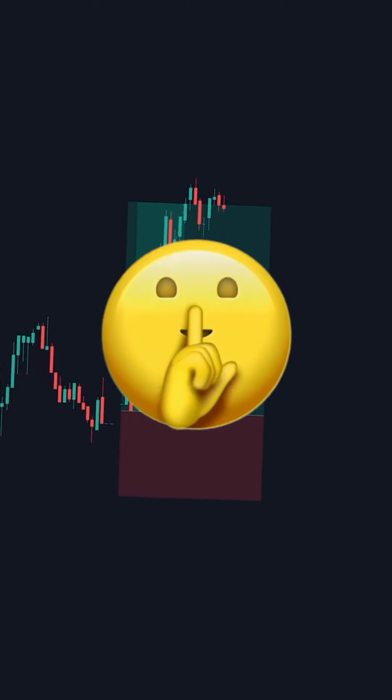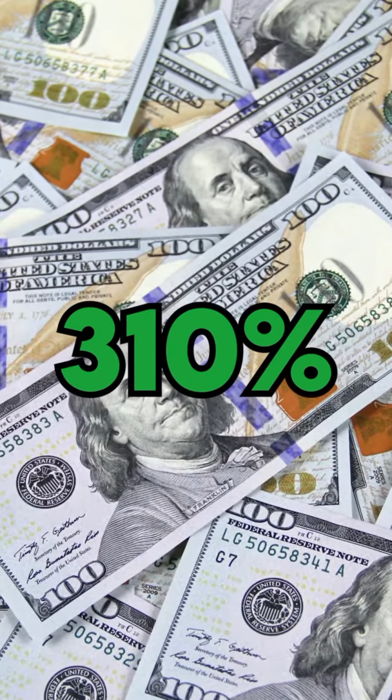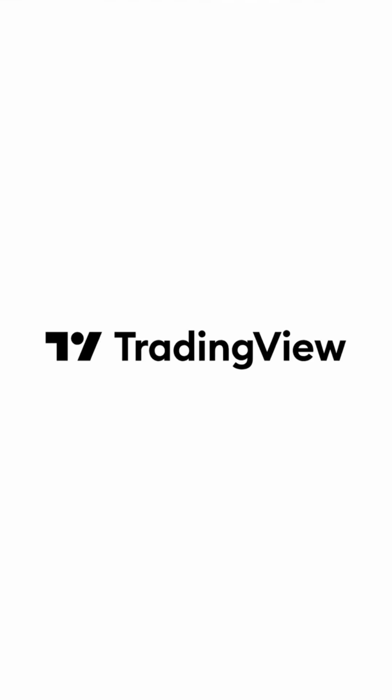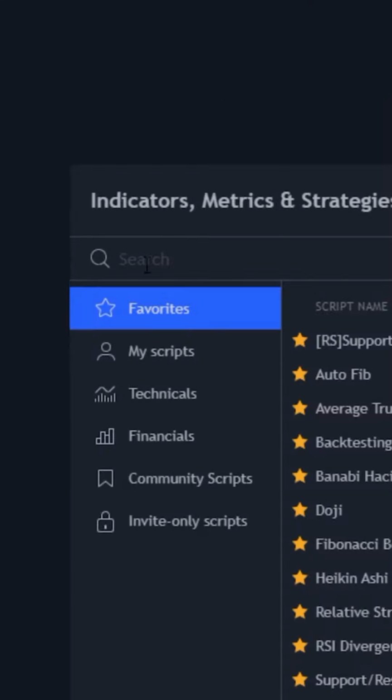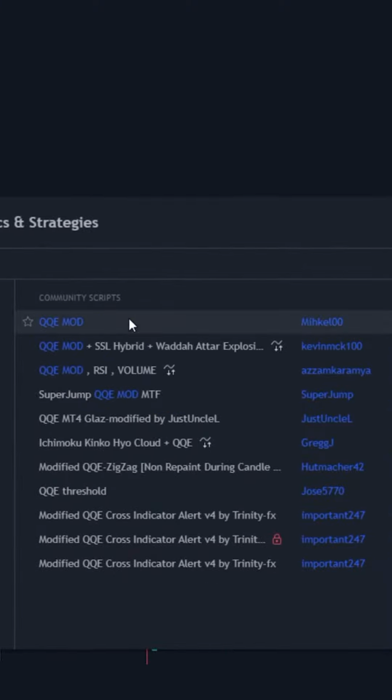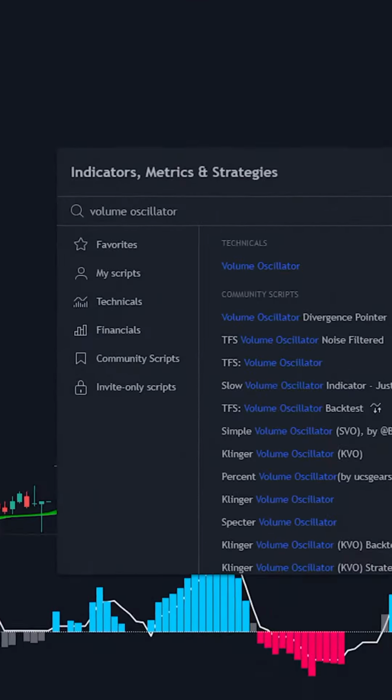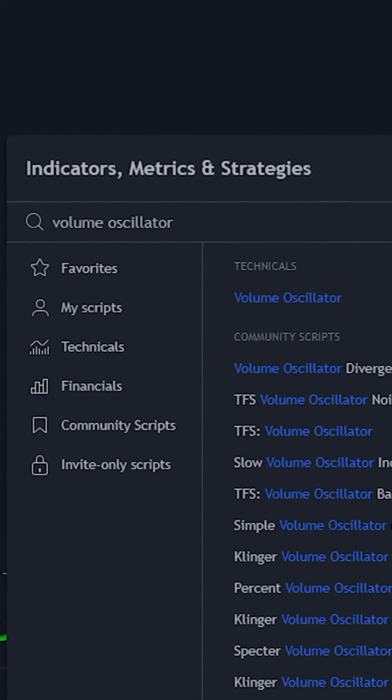I found a trading strategy so good that it made 310% in just 1.5 months of trading. That sounds awesome. First, you want to go to TradingView. Click the Indicators tab, type in QQE mod, and click this one right here. Our second indicator is going to be an indicator called the Hall Sweep. Then finally, the last indicator is going to be a volume oscillator.